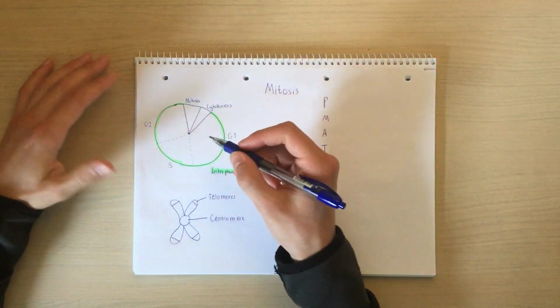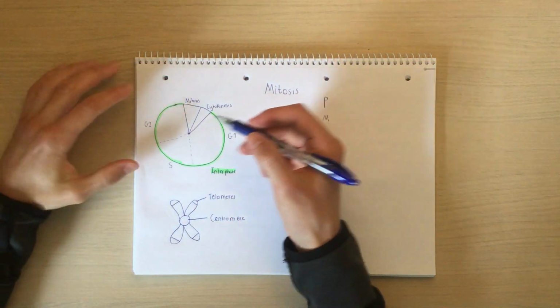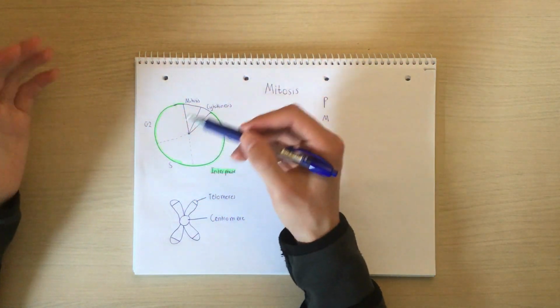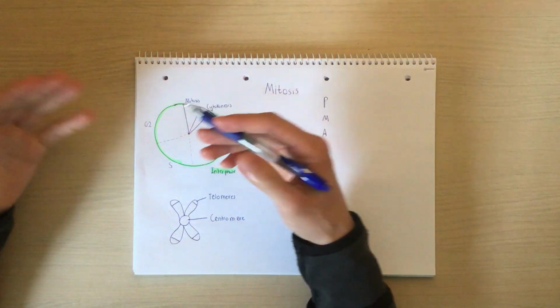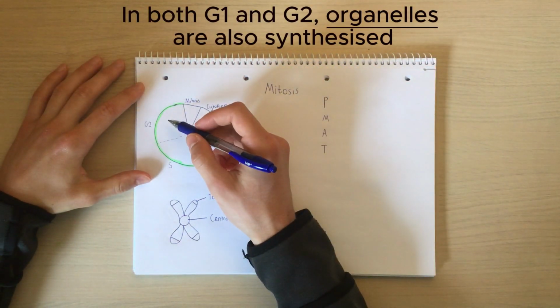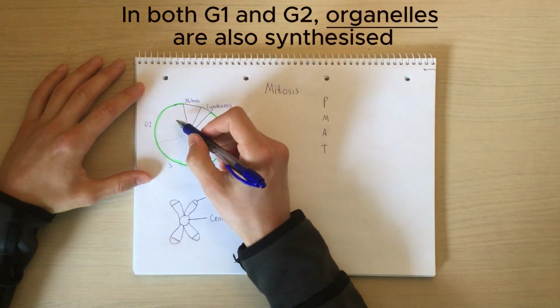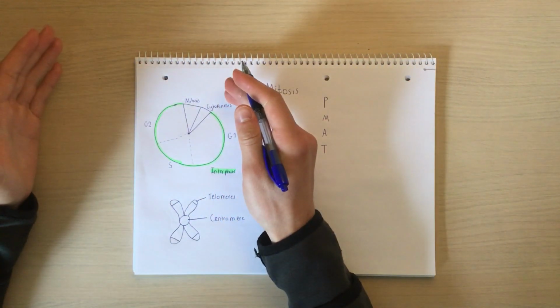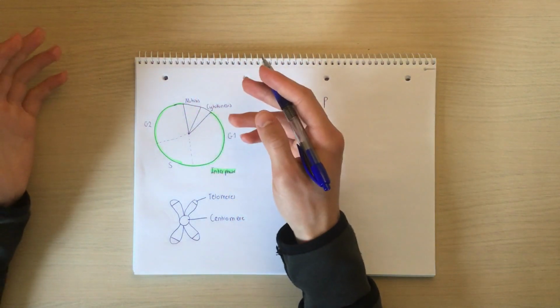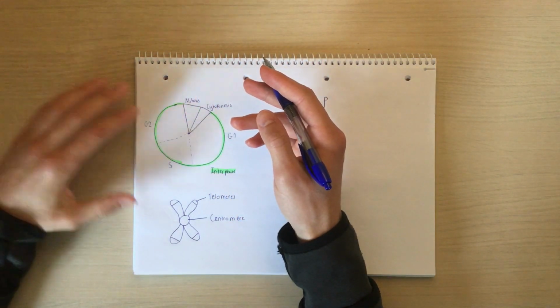In S phase, DNA is replicated. And then in growth phase 2, there is further protein synthesis for the cell to continue growing. And also something that's quite important is that the pair of centrioles are replicated, so that we then have two pairs of centrioles.